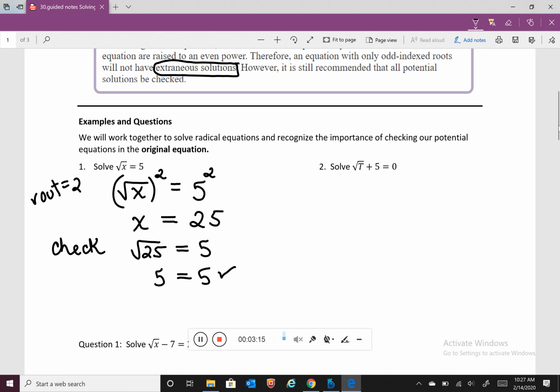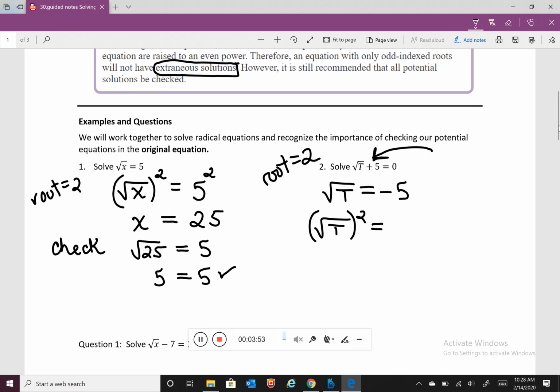For our next equation, we have the square root of t plus 5 is equal to 0. Remember, your first step is to isolate your radical, which means we need to get rid of this 5. And we can do so by using inverse operations of subtracting 5. So we are finding that the square root of t is equal to negative 5. Now this is the square root, so our root is again 2. Our index is 2, therefore we're going to take each side and raise it to a power of 2.